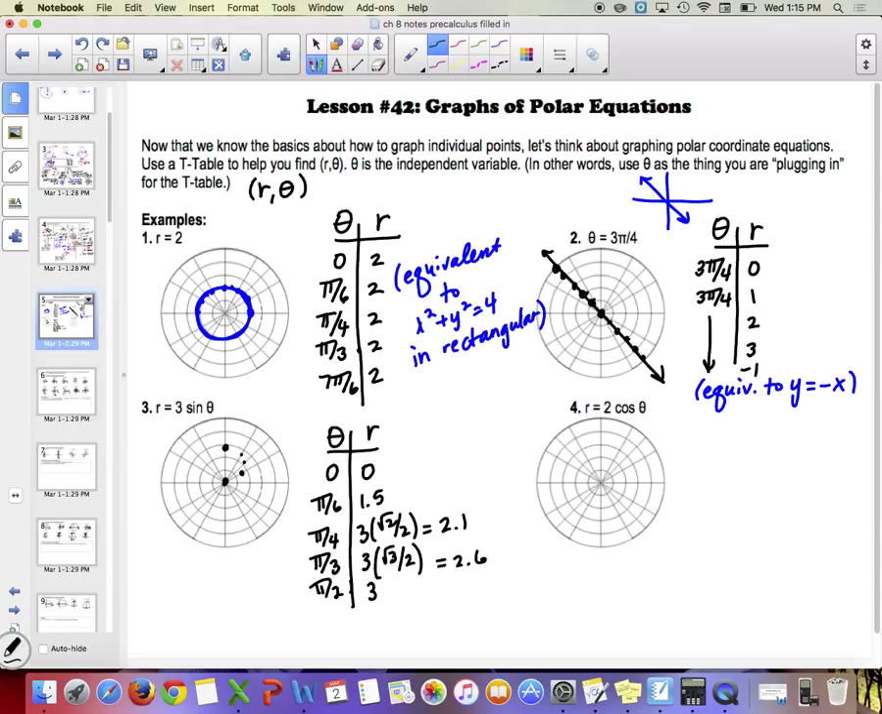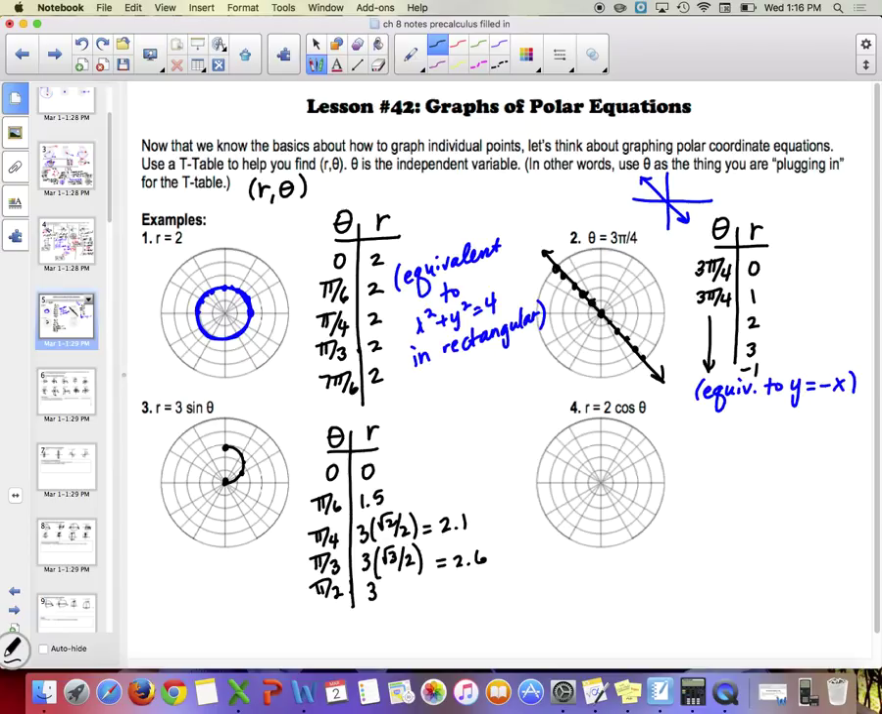No, because what's the biggest value that you can ever get out when you take the sine? 1, right? Sine is always between negative 1 and 1. So the biggest that you're ever going to get is 3. And that's happening at pi over 2. All right, so we have that.